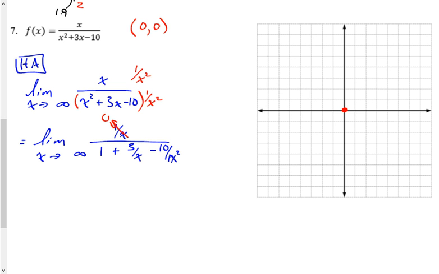Goes to 0, goes to 0, to 0, and I get 0 over 1, which is 0. So y equals 0 is my horizontal asymptote.